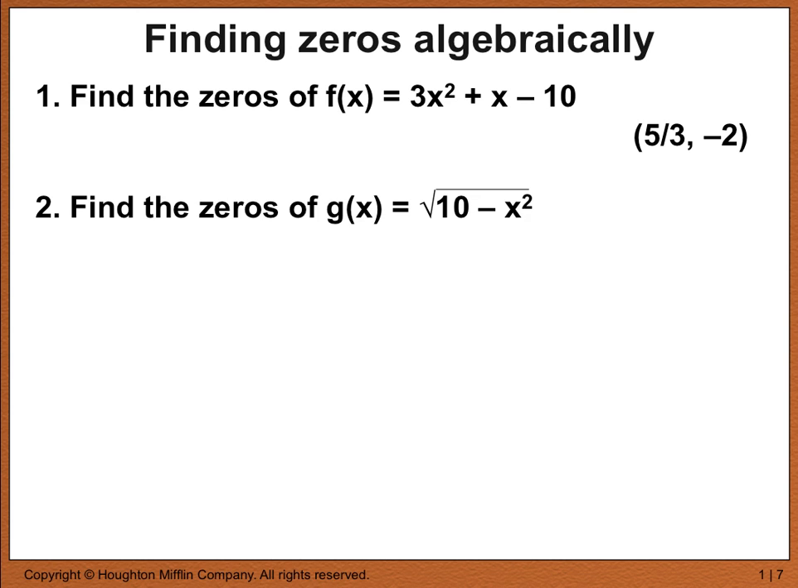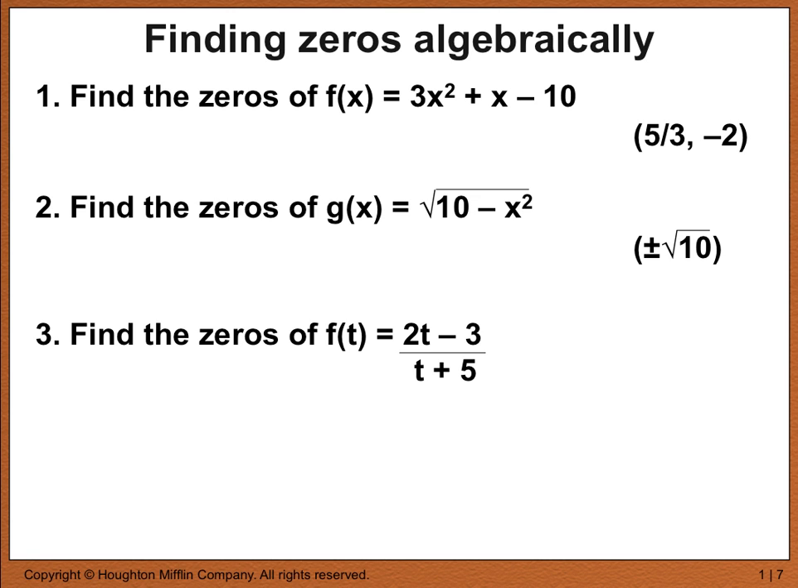Find the zeros of g of x equals root 10 minus x squared. Follow the same procedure. Set the function equal to 0 and solve. Pause the video and then resume when you have your answers. You should have gotten root 10 and negative root 10, plus or minus root 10. Root 10 and negative root 10 are the zeros for the function g of x equals root 10 minus x squared.